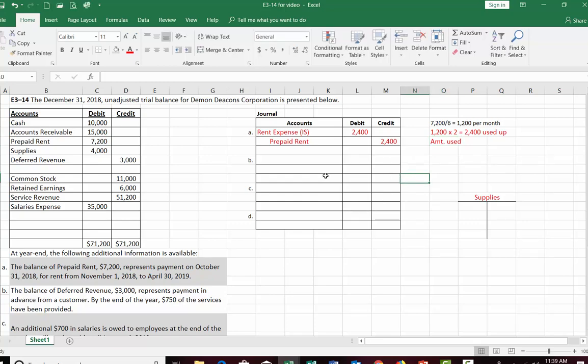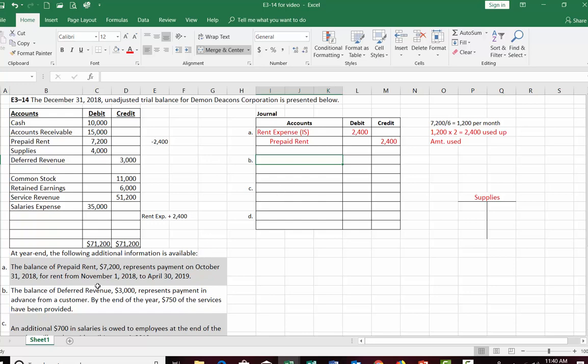Okay? All right, so now let's mark over here. We're going to fix our adjusted trial. We're going to turn this into an adjusted trial balance. So we're going to make a little note. We're going to add rent expense, $2,400. And we're going to reduce our prepaid rent by $2,400. Okay? All right, and we'll fix those numbers later.